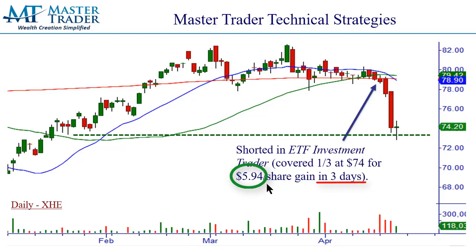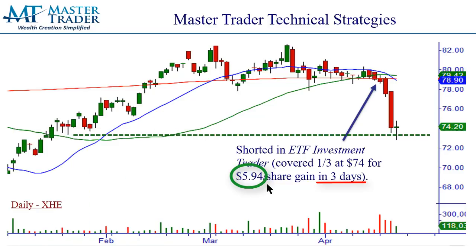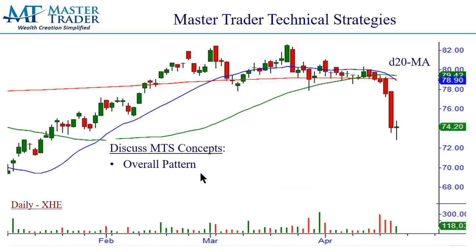Simple candlestick analysis, a few moving averages. We have the 20, the 50, and the 200. There's no magical oscillators, proprietary information. The Master Trader approach is all about finding high probability setups with a compelling pattern on multiple time frames, using bar by bar analysis, timing entry with the sector and the broader markets, and it's really that simple, folks. So let's drill down and look at some of the concepts one by one that we teach in the Master Trader Technical Strategies course.